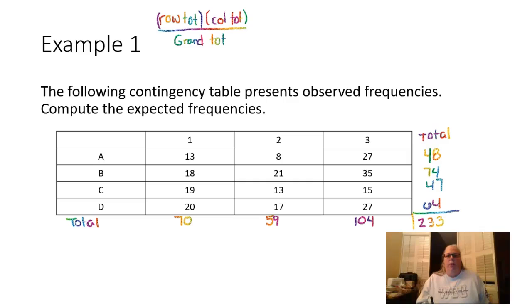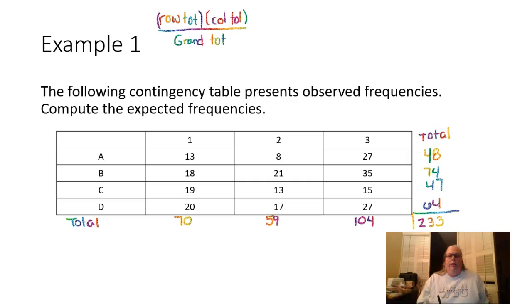This is the total of row A, row B, row C, row D. Down here, the 233, this is the grand total. This is the sum of all of my row totals. Down here, we have the total of column 1, column 2, column 3. And again, the grand total is also the sum of all of my column totals. So this is a good way to check yourself and make sure you've added correctly. It needs to add to be the same this way as well as this way.